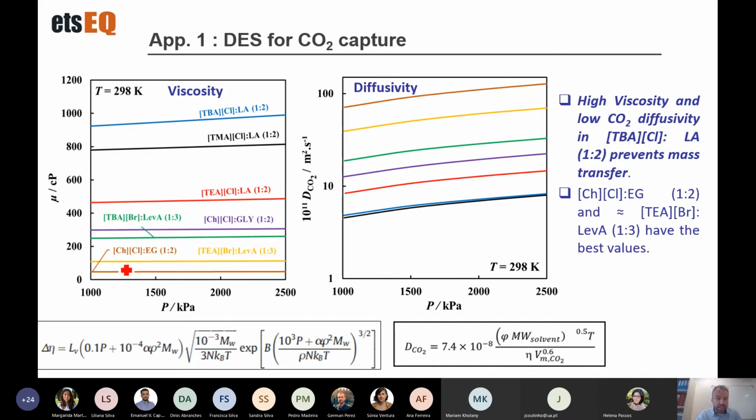Here we can see that the lowest viscosity corresponds to choline chloride, TBABr, and TBABr levulinic acid. However, our best solvent up to now, TBACl lactic acid, has the highest viscosity and the lowest CO2 diffusivity. So now we have a problem, because our best solvent is now our worst solvent in terms of mass transfer. This must be taken into account when you make your choice.